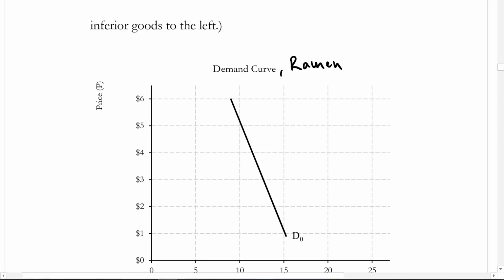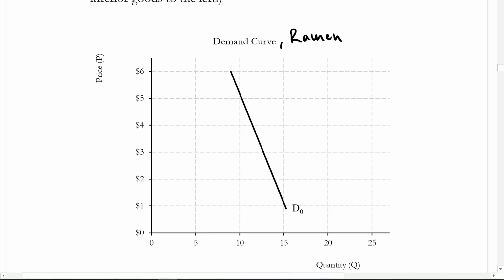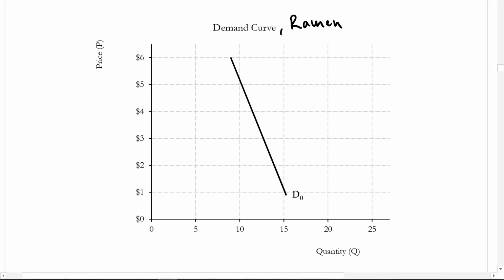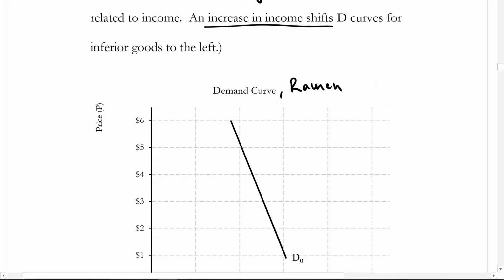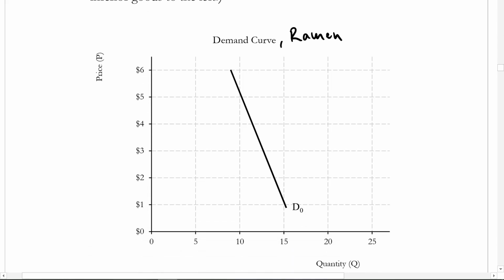As your incomes increase, generally speaking, people buy fewer generic branded goods and move to name brands. So name brands would be normal goods. Generic items are potentially inferior goods. Okay, but ramen is the classic example. As your income increases, you buy less ramen noodles. So if there's an increase in income, the demand curve shifts to the left.